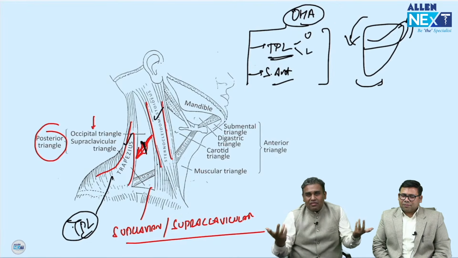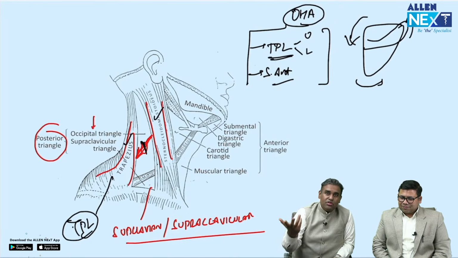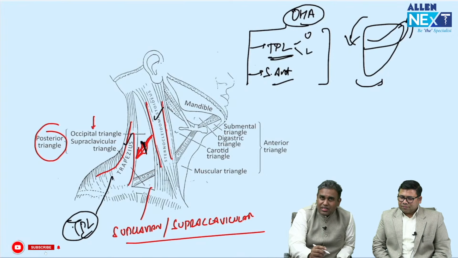So the patient might not even complain to you. But you have to see and you have to ask. If the patient might complain, you have to correlate it. So that's the anatomy of the posterior triangle.